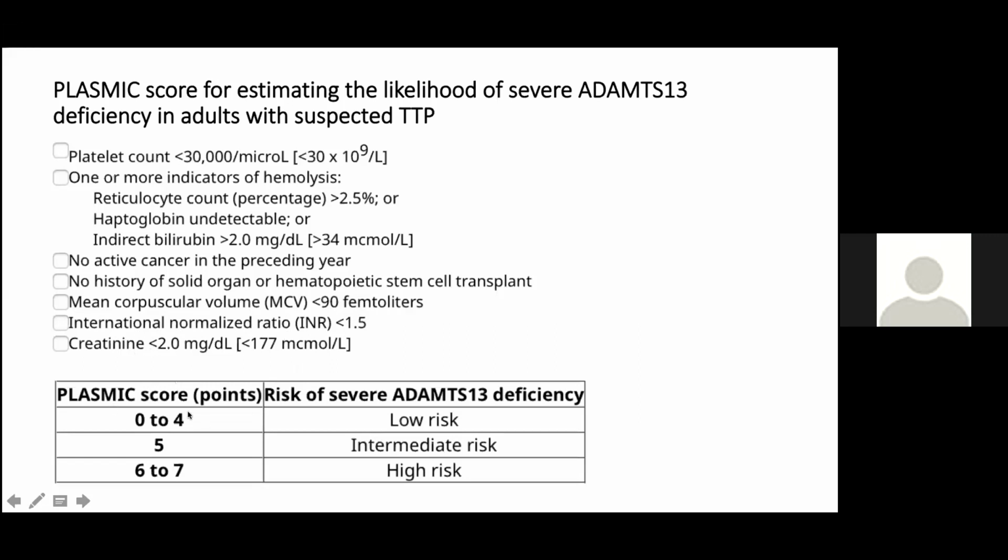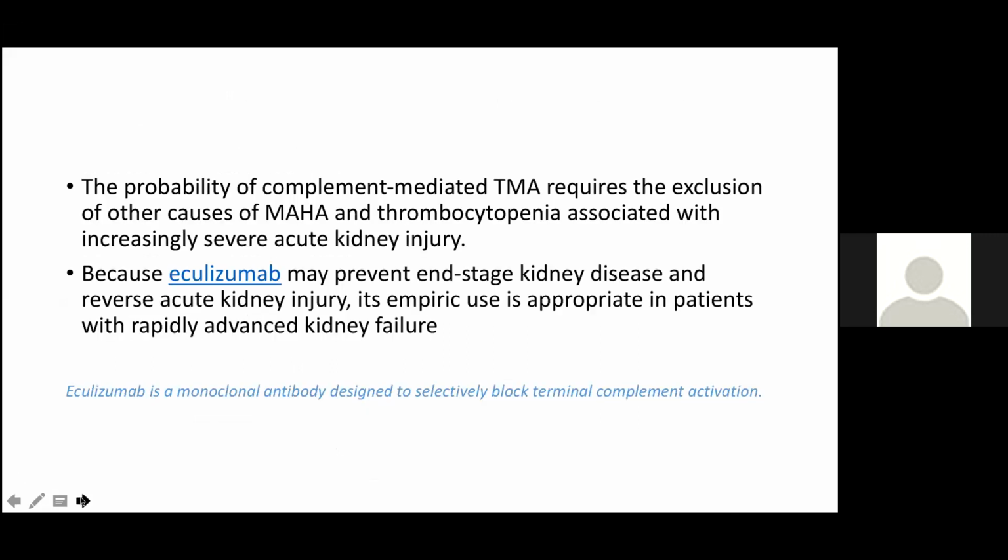If the PLASMIC score is 0 to 4, it is low risk; 5 is intermediate risk; 6 to 7 is high risk. In intermediate and high risk, you have to initiate treatment promptly. That is how we assess the probability of TTP.